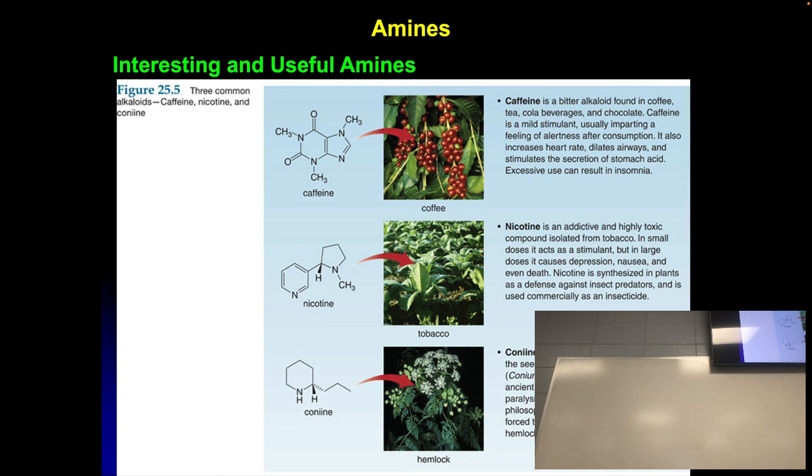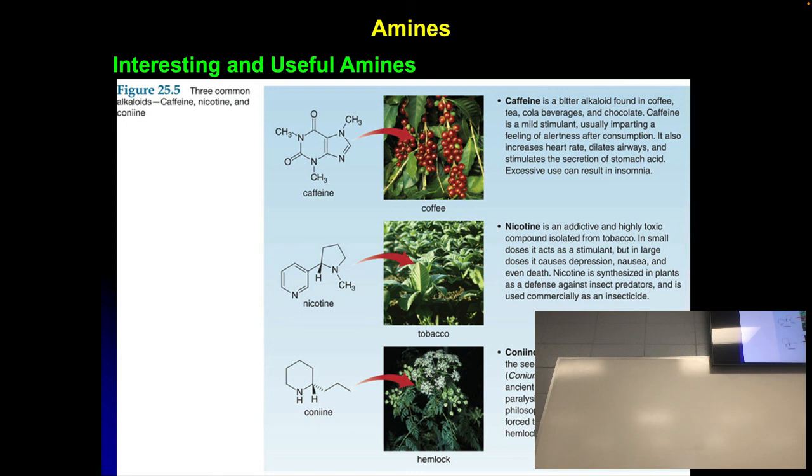It's a secondary amine, but it's chiral as well, right? There's a chiral center right there. This comes from hemlock, very poisonous. This is what Socrates was executed with. Right? They made a tea out of hemlock, he drank it, and Socrates was no more.